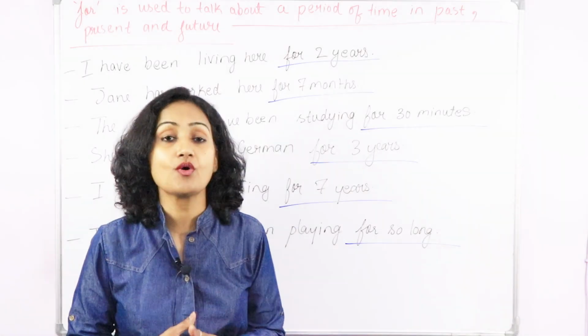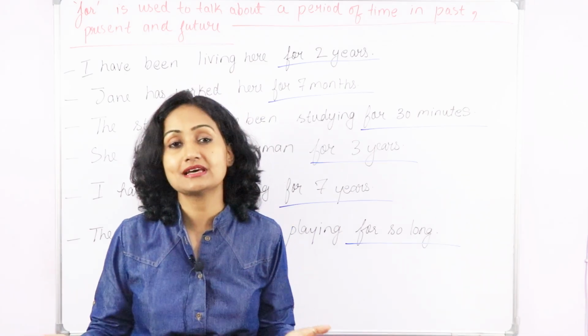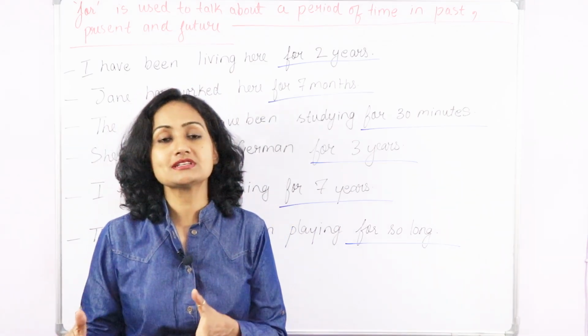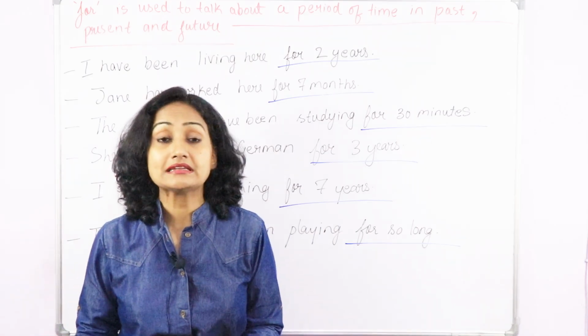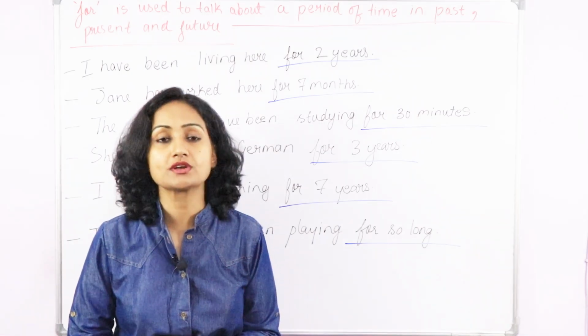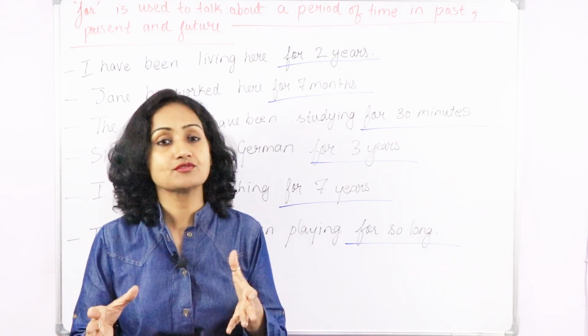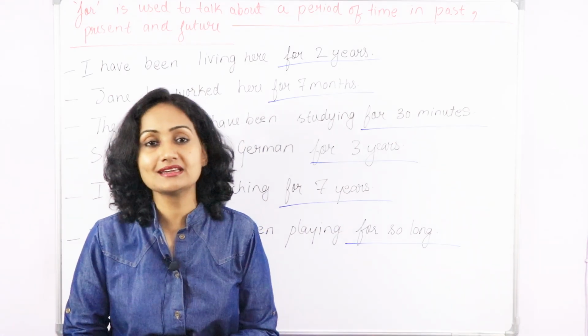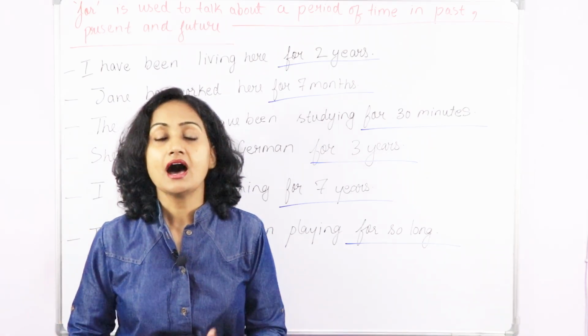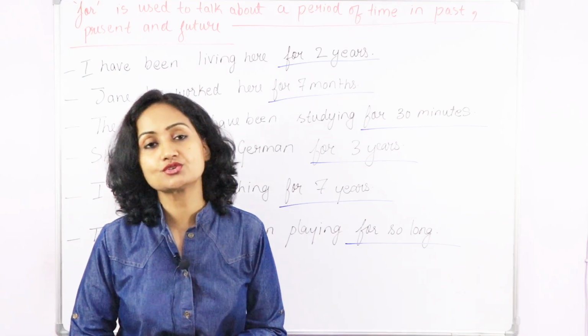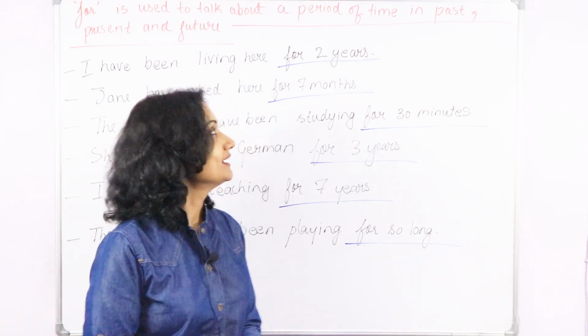We all know that for can be used as a preposition as well as a conjunction. When we use it as a conjunction, it has a different meaning. I already talked about it in detail in the video on coordinating conjunctions. If you have not watched it yet, I will mention the link in the description box. You can watch it. So today we will see how for can be used to talk about time.